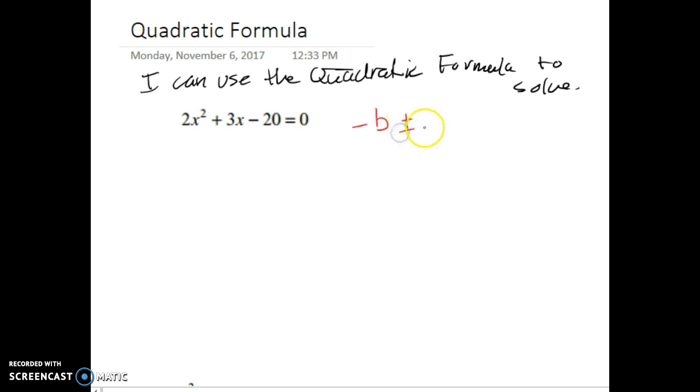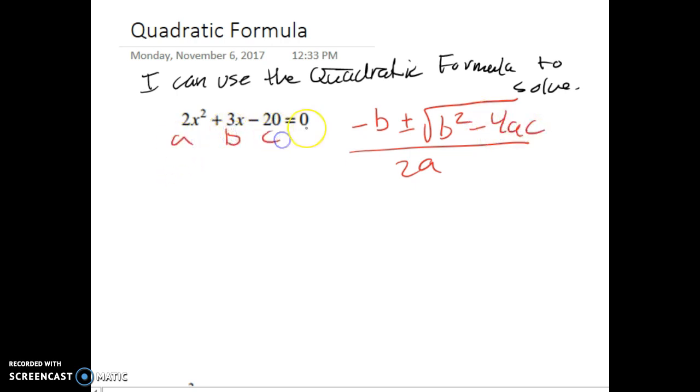And so we're going to use this formula here: negative b over 2a plus or minus the square root of b squared minus 4ac. And a, b, and c are right there. We're just going to plug it into our formula. To help us understand this, a is going to equal 2, b is going to equal 3, and c is going to equal negative 20.